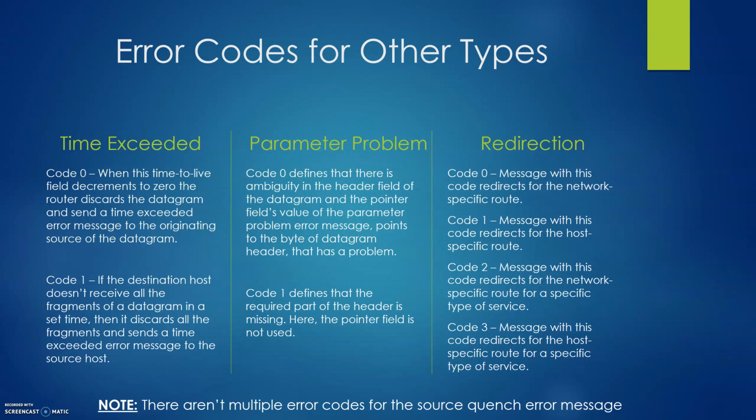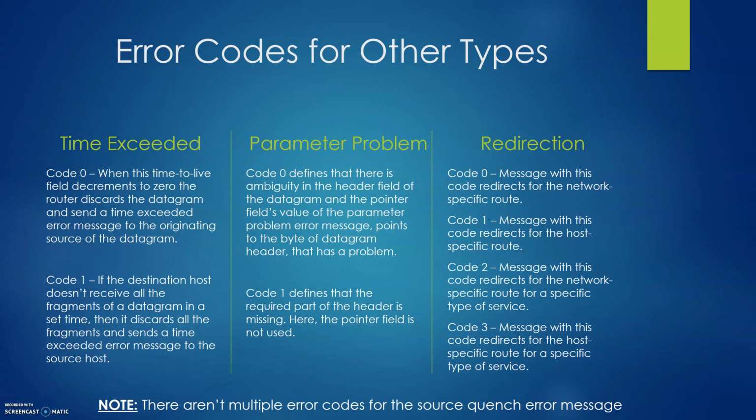There's only 2 for time exceeded. For code 0, it says when this time to live field reaches 0, the router discards the datagram and sends a time exceeded error message to the originating source of the datagram. And code 1 is if the destination doesn't receive all the fragments. So that's useful for identifying different kinds of problems.